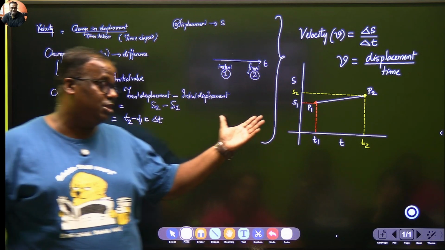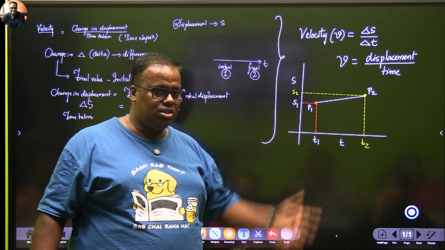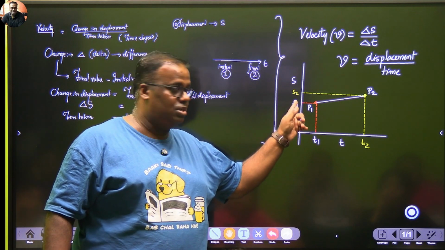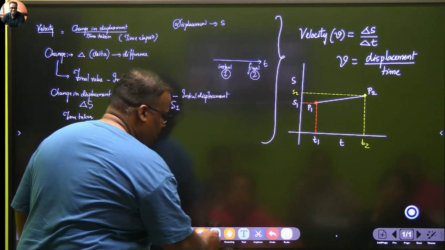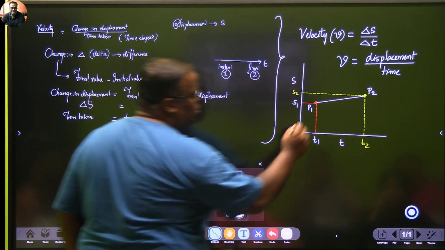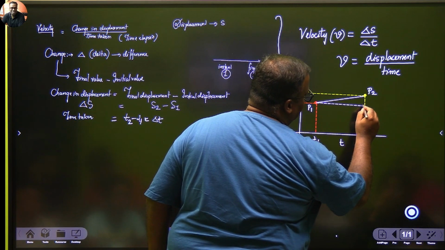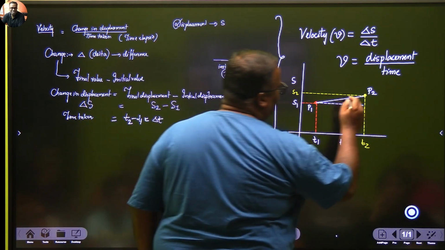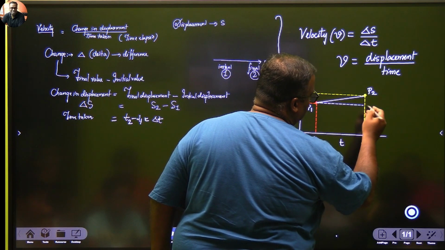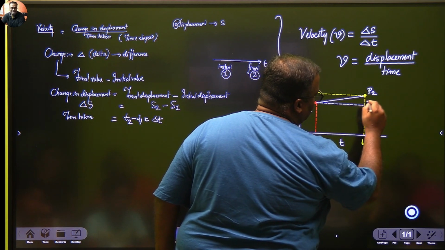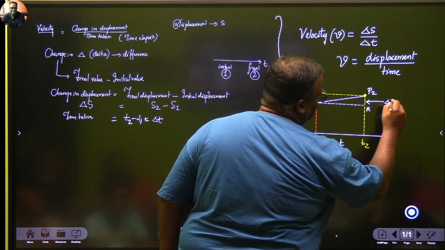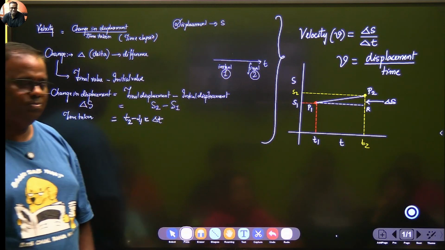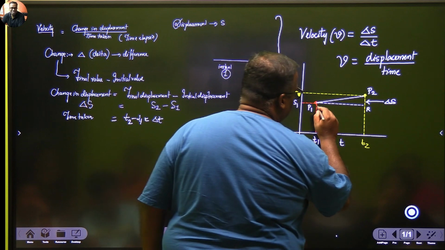Can anybody tell me from the graph? Because understanding the graph is very important. What is change in displacement? Final displacement minus initial displacement. Look, this is the change in displacement. So if I draw my graph in this manner, and name the points P1, P2, and let this point be R. Don't you think this is nothing but delta S? Obviously, S2 minus S1, right? And what is this? This is delta T.